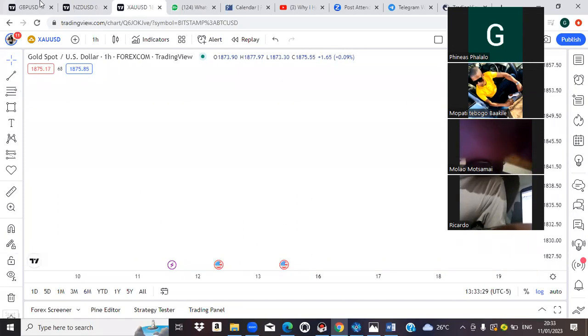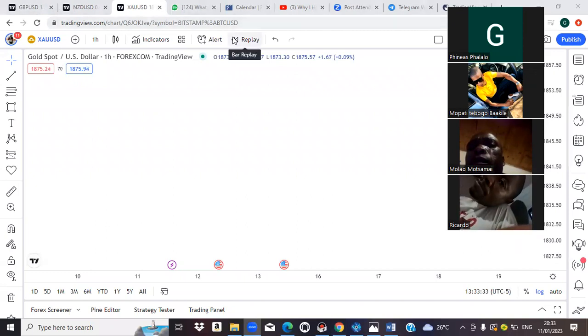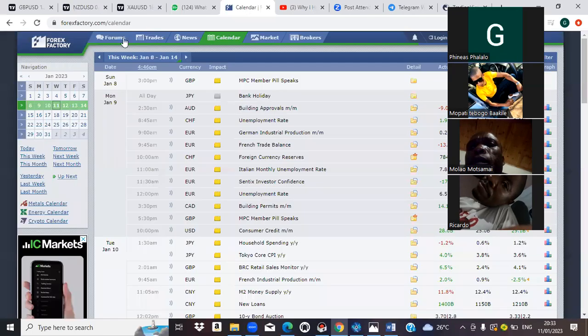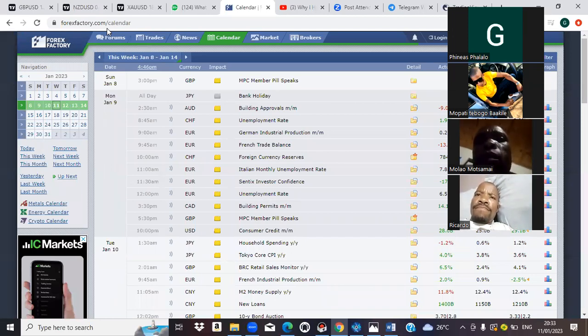There's a website we should use to see the fundamentals that are happening. The website is called Forex Factory. If you don't have a laptop, you can use investing.com. Download the app called investing.com. Under investing.com or Forex Factory, you will find those.